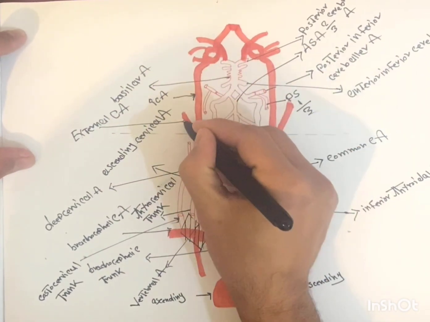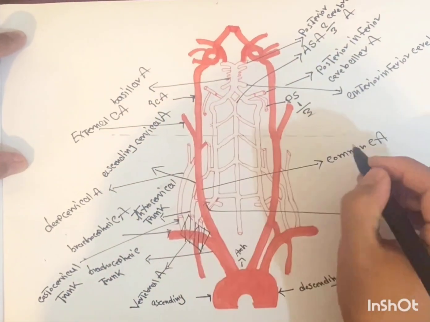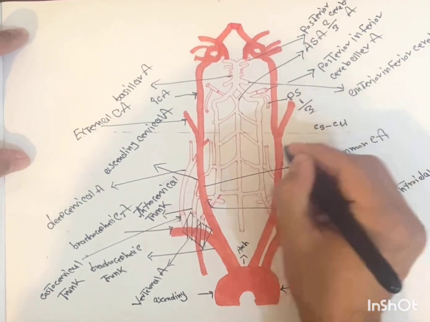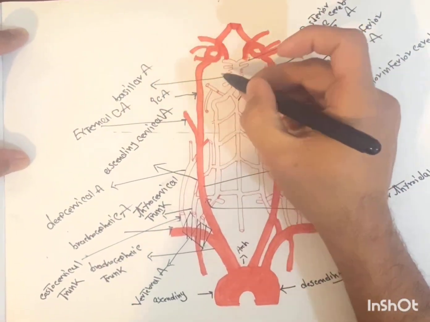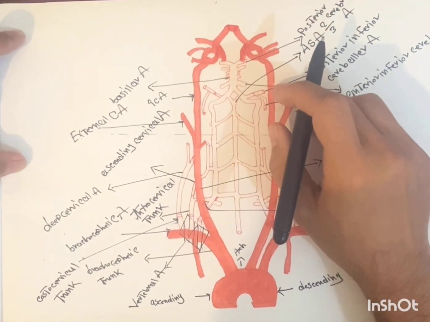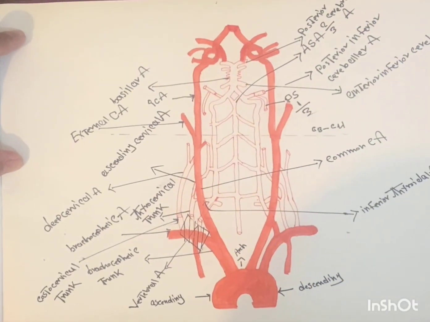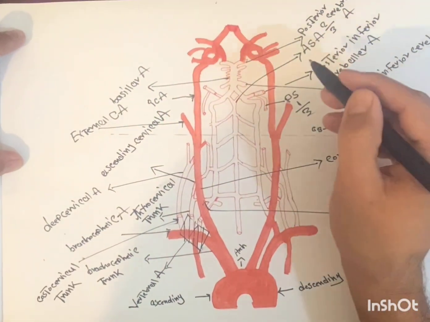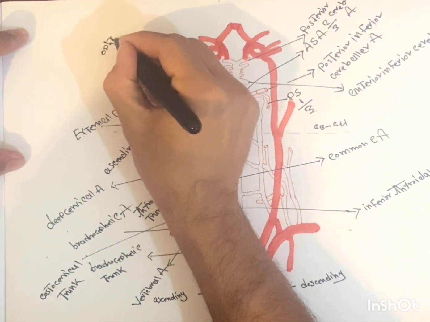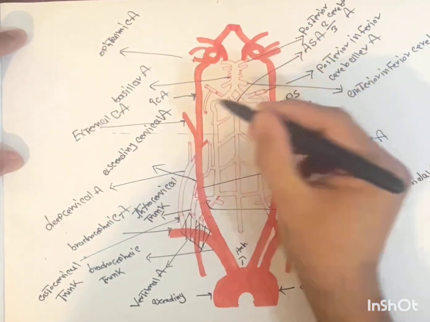This internal carotid artery bifurcates at the level of C3 to C4, into external and internal. The internal does not give any branch to the face or neck. It goes directly into the carotid canal, and when it enters the cavernous sinus, it starts to give branches. The first branch of the internal carotid artery is called the ophthalmic artery. It goes to the orbit, and will anastomose with the external carotid artery.